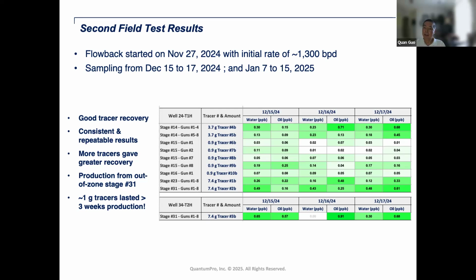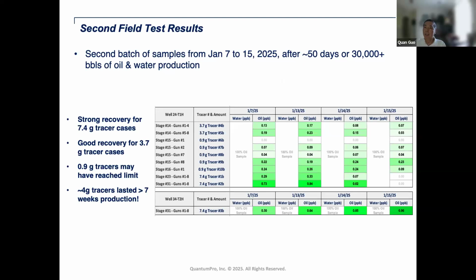Remember, we changed our test plan to include this stage for this purpose only. And you also see that the 1 gram tracers lasted at least 3 weeks after the well was put on production, right? So this is basically 3 weeks, starting on the 27th, and this is the 17th of December. So the question is how long the tracer will remain detectable. That is the reason we got the second batch of samples from January 7 to 15. This is about 50 days, or 7 weeks, after the well was put on production.